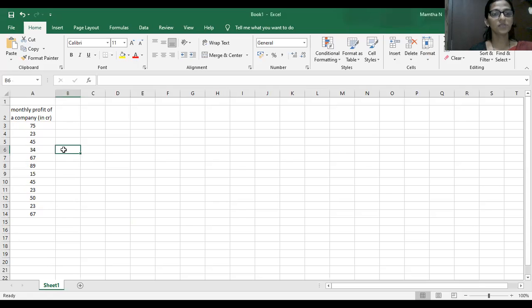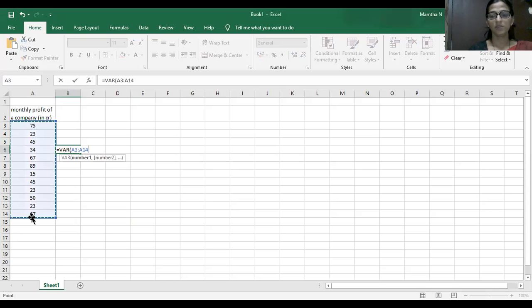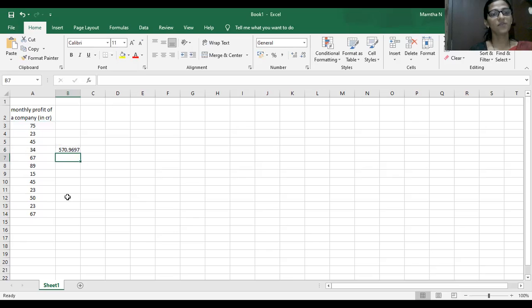What I'm going to do is just type equal, then type variance. We'll get a list of formulas, and this is the formula VAR. Click on it, double click on it. Then you just select the range for which you're going to calculate the variance. Then type the closing bracket, then press enter. This will give you the variance of the profit of this company. So this is how you calculate the variance.